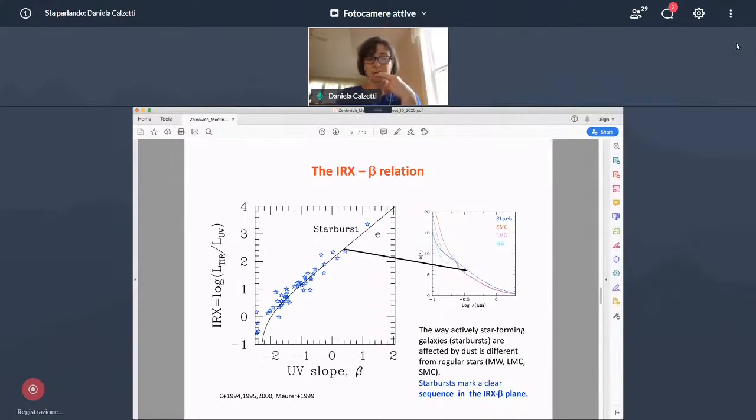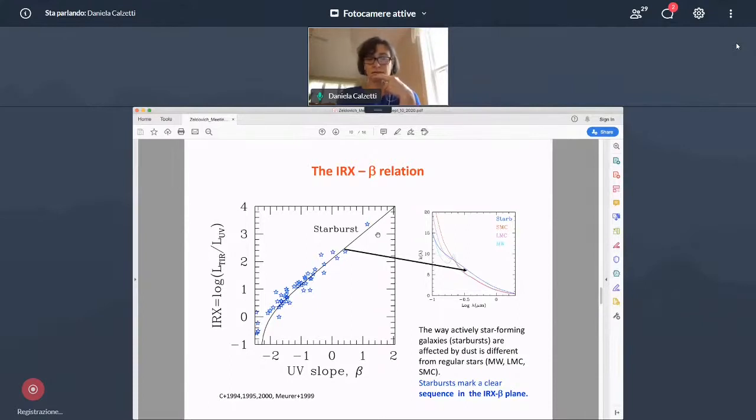Local starburst galaxies seem to be following a rather narrow sequence, at least narrow when you talk about galaxies, about a factor 2 spread, and that's what you're seeing here, around a very narrow sequence of increasingly redder UV slope for increasing IRX value.